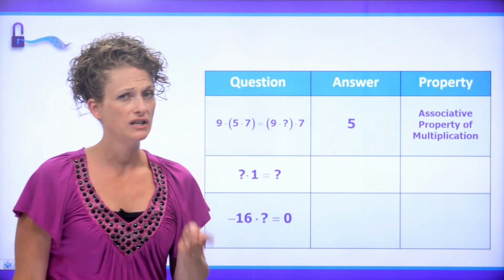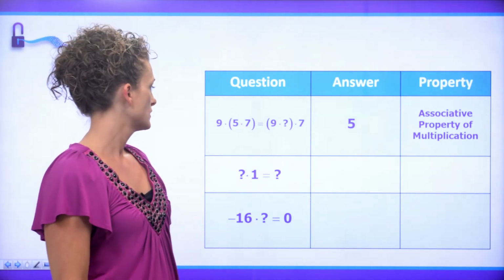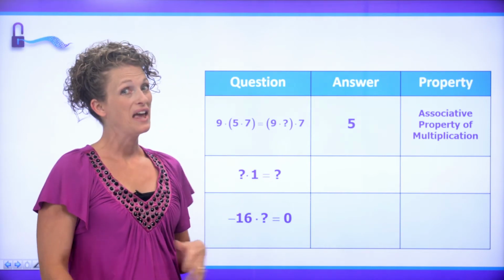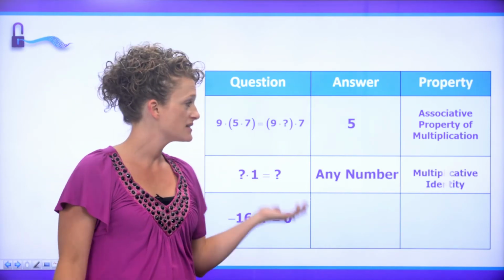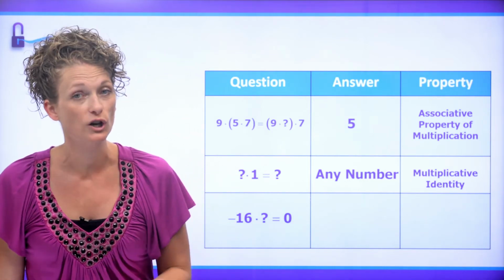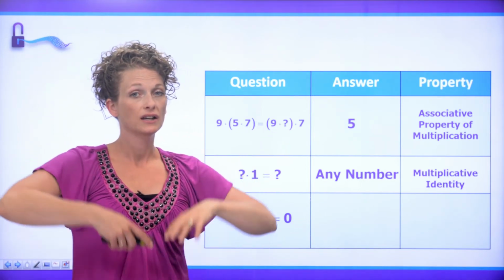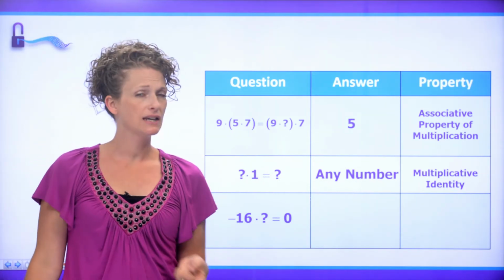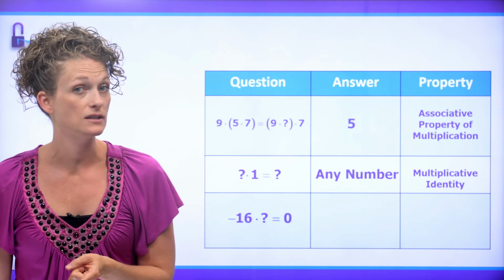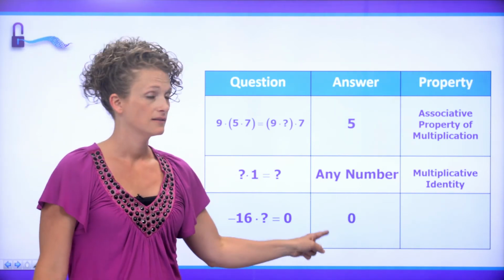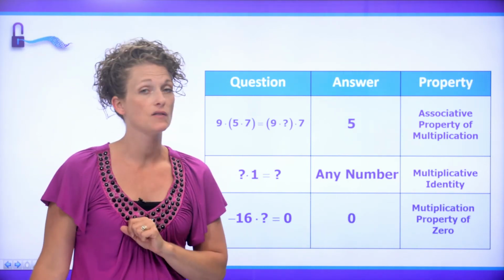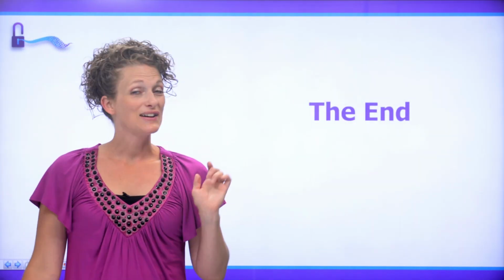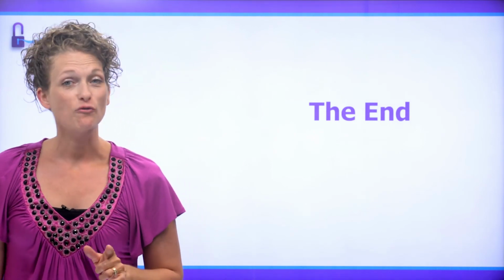Question mark times 1 equals question mark. Well, what's going to make that true? Well, actually, any number makes that true because of how the multiplicative identity works. Any number times 1 is going to give you that number. And last but not least, negative 16 times what will give me 0? And that, of course, is 0. And that's because of the multiplication property of 0. And that's our lesson on the properties of real numbers.